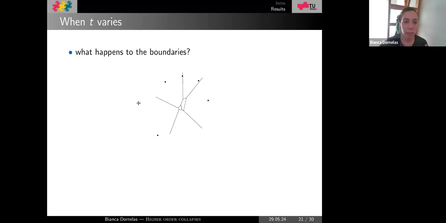One interesting thing to notice is that every edge in the Voronoi boundary is in fact a bisector. This highlighted one, for instance, is the bisector between A and C. And this one here is the bisector between B and E. In fact, we show that every line is always a bisector, also in the higher order case, in any order case. And what's happening when the parameter t varies is basically that we are shifting these bisectors.